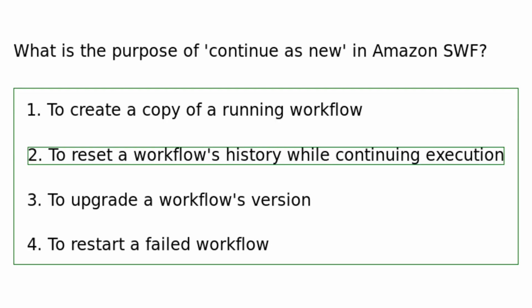Continue as new in Amazon SWF is used to reset a workflow's history while continuing its logical execution. This helps manage history size for long-running workflows, preventing it from hitting AWS limits.